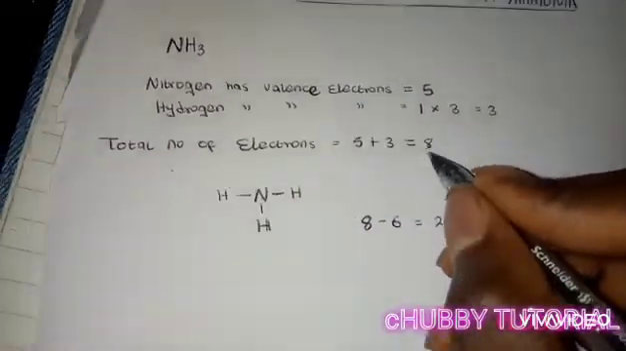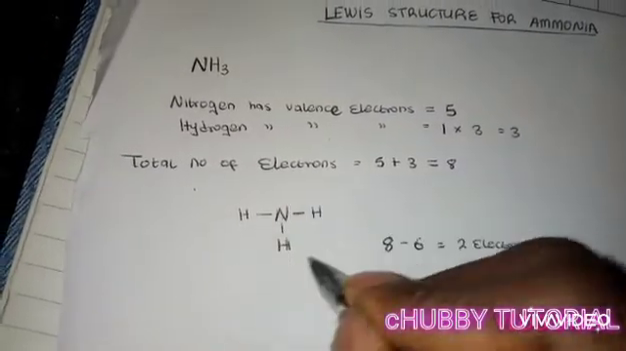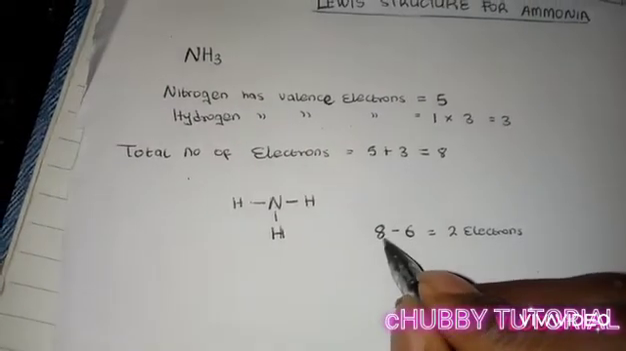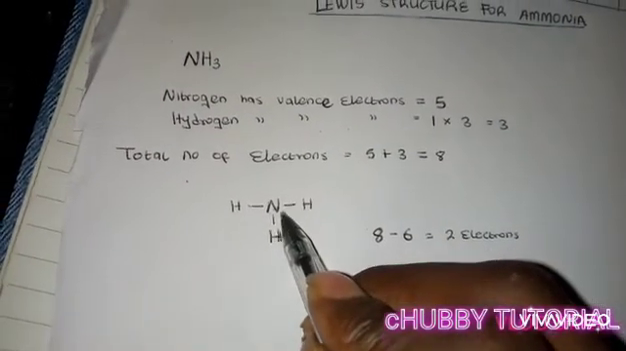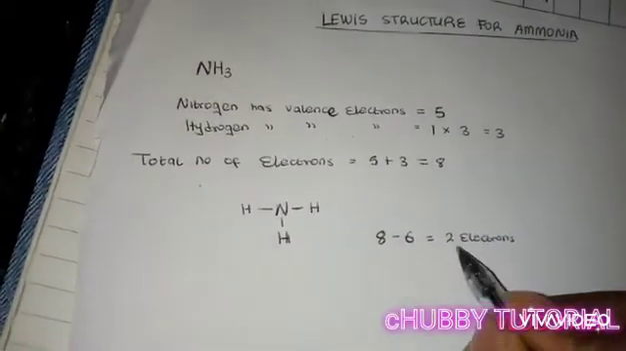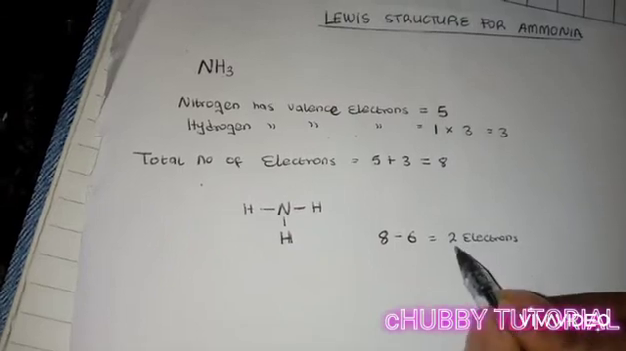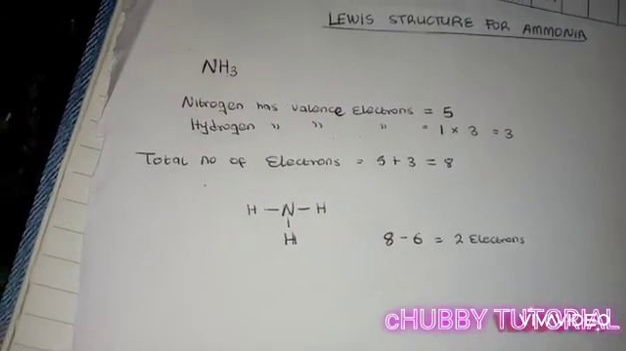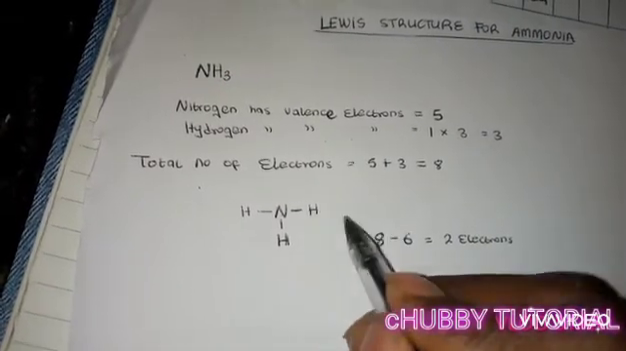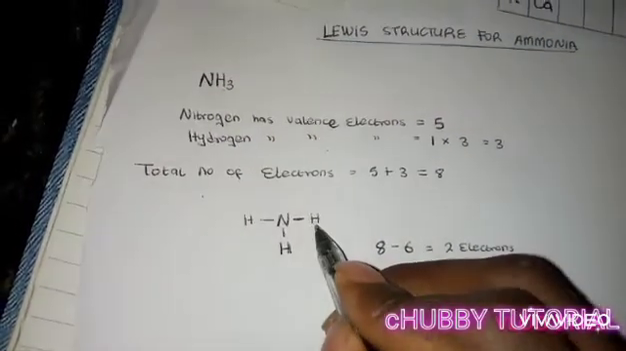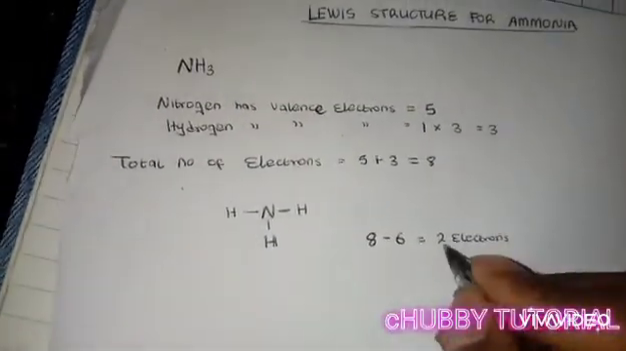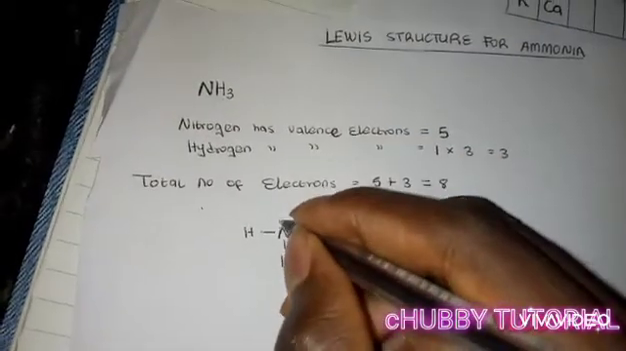As we have already calculated, the total number of electrons in this compound is 8. So we subtract 6 from 8. Remember, each of these lines means 2 electrons, that is 2, 4, 6. So the remaining electrons are 2. 2 electrons are still remaining. I know hydrogen can only accommodate 2 electrons, so these hydrogens are completely filled. So these 2 remaining electrons will be written here.